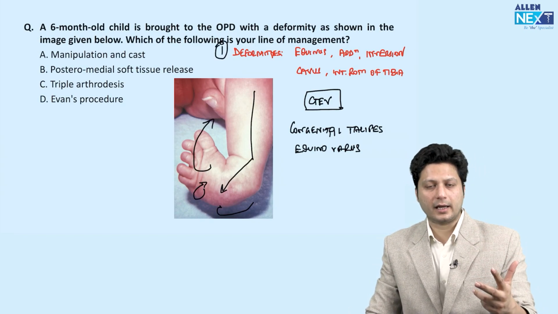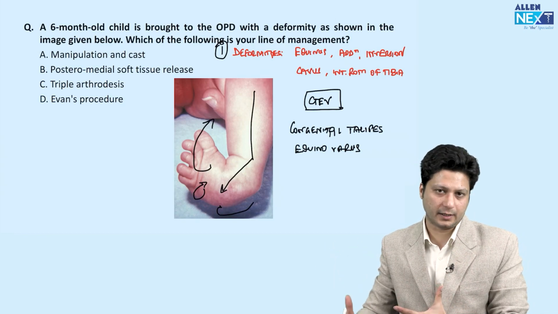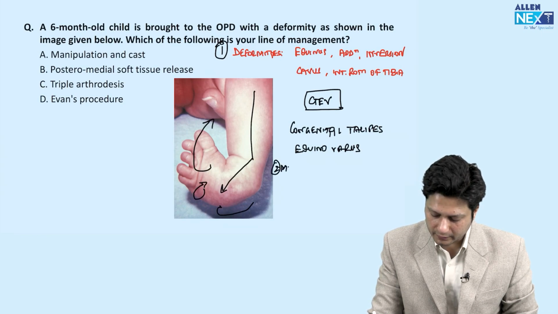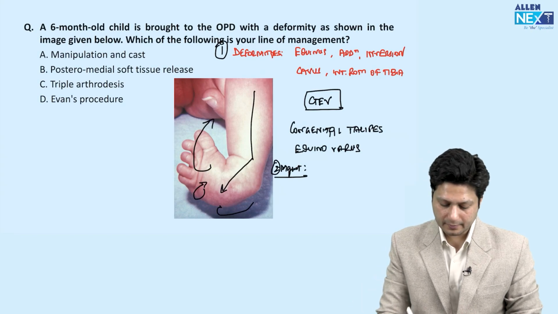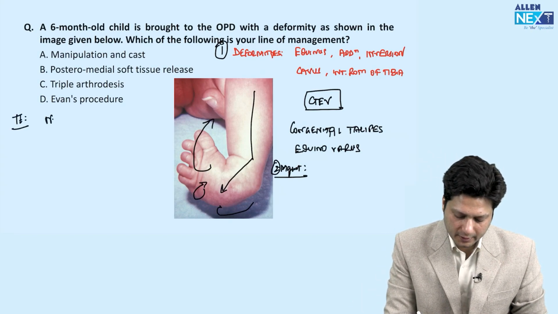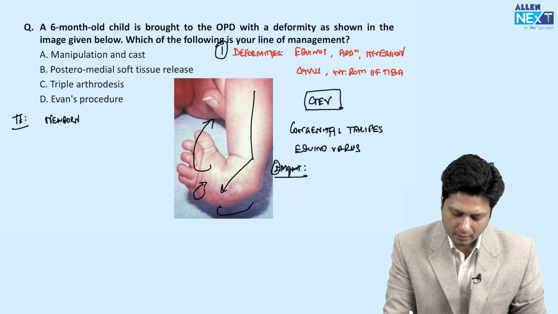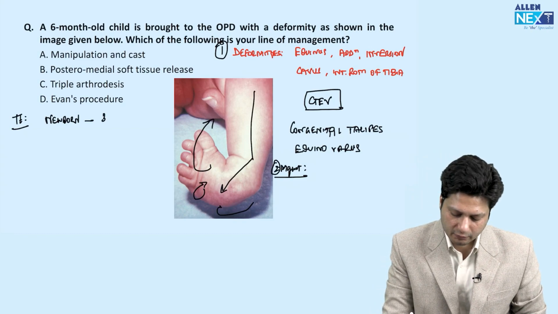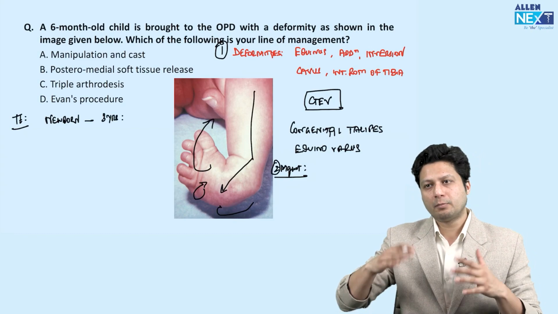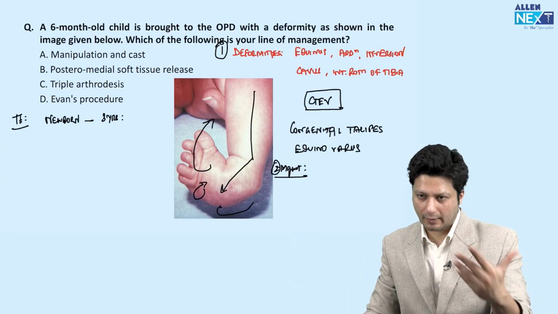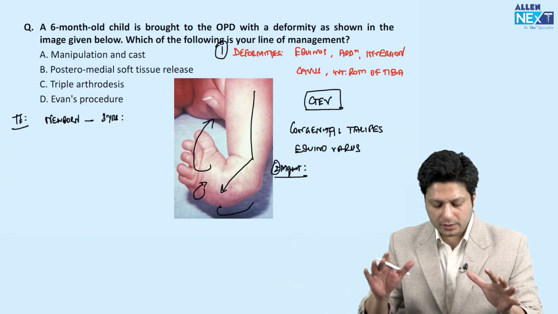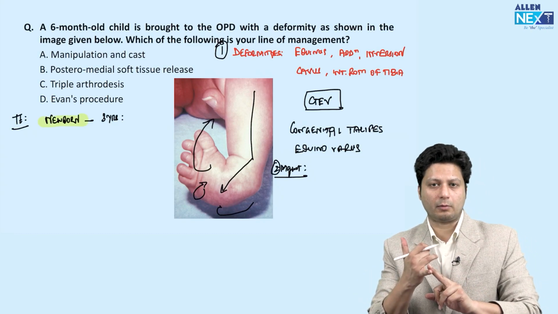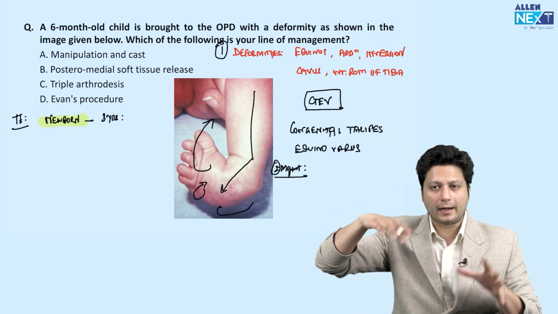The second thing is the management protocol, that is, how will you manage this condition? As far as the treatment of CTEV is concerned, from the newborn up to at least 3 years of age, because previously it was considered that for 1 year of age you go for posterior medial soft tissue release, and for 2 years of age you go for posterior medial soft tissue release. But let's start with the newborn: what should be the management? Identification of the problem is that you have a child with a deformed foot. And how will you manage it?